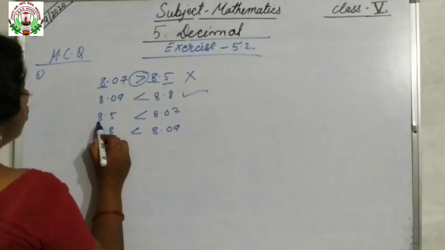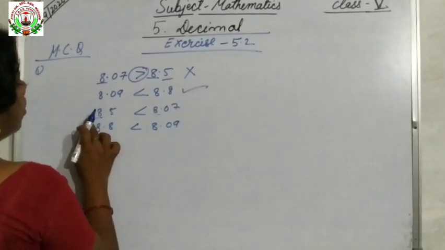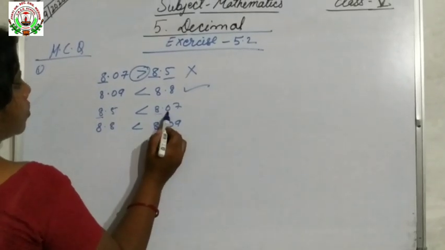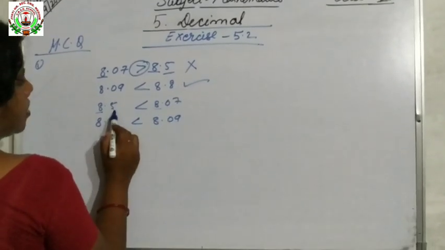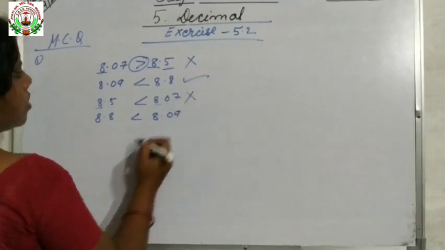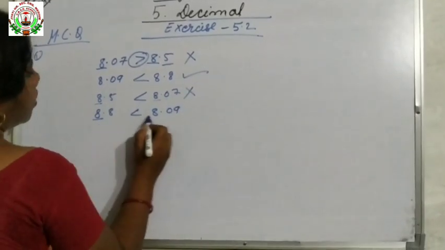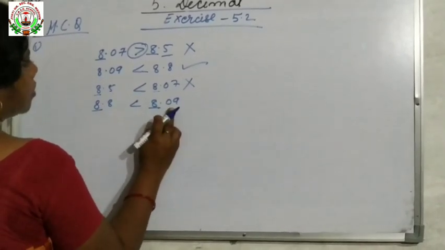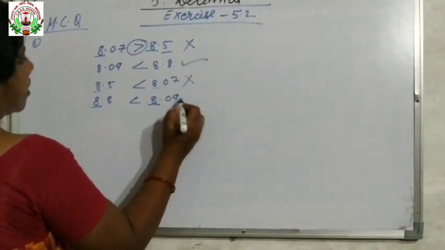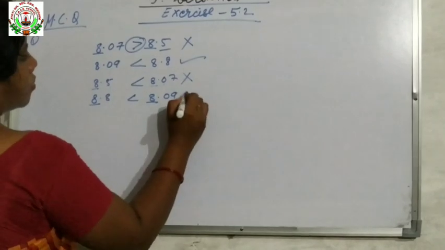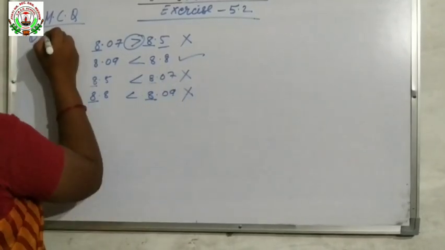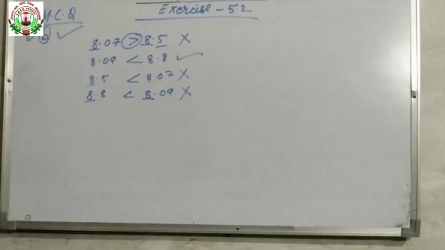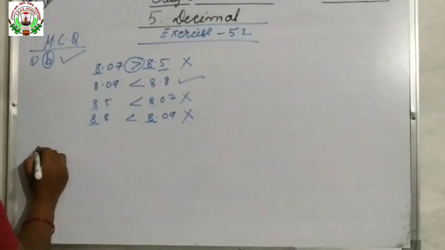And in this question both the whole parts are the same. After decimal 5 and it is 0. So it is the less number and it is greater, but the sign is opposite, so it is wrong. Here both the whole parts are 8 and after decimal 8 and it is 0. But the sign is this side. So it is greater, so it is also wrong. So our correct option is B. You will put a tick mark in B. Understood? Now next question is number 2.